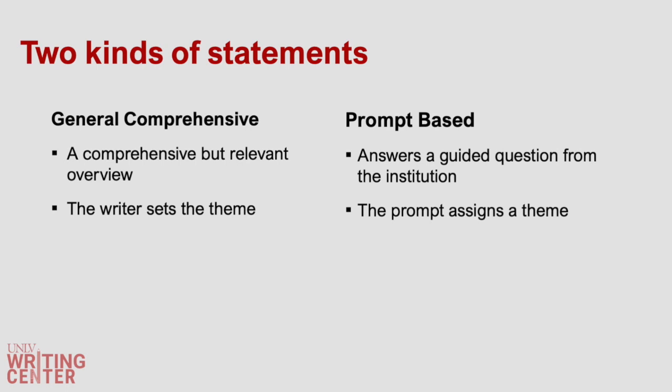The first kind is the general comprehensive. This is a complete but relevant overview of your academic career and achievements. In the general comprehensive, you, not the program, set the theme for the overall paper. Typically, a comprehensive personal statement will be written in the format of an essay or letter, one text that includes everything.